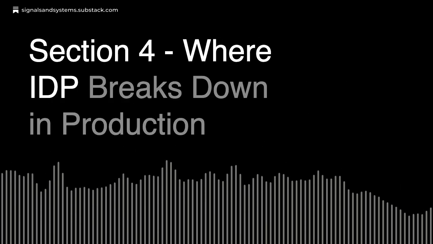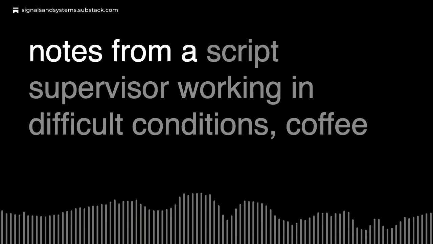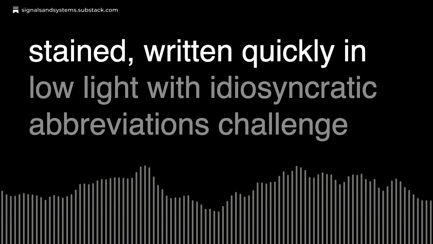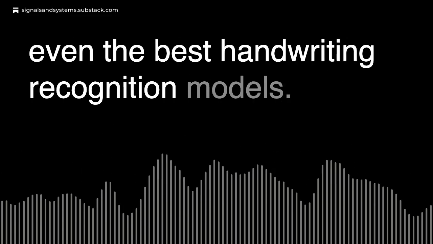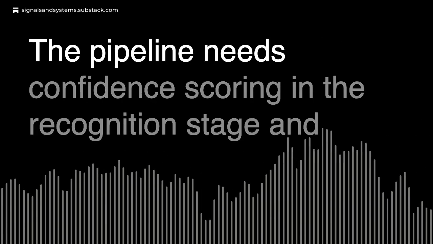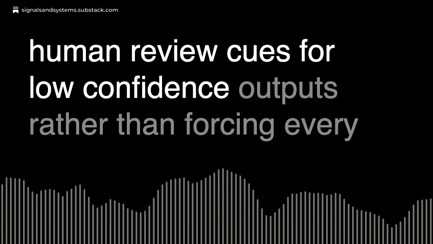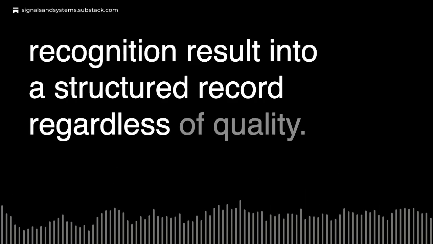Section 4. Where IDP breaks down in production. Recognition quality degrades on poor source material. Handwritten notes from a script supervisor working in difficult conditions, coffee-stained, written quickly in low light, with idiosyncratic abbreviations, challenge even the best handwriting recognition models. The pipeline needs confidence scoring in the recognition stage and human review cues for low-confidence outputs, rather than forcing every recognition result into a structured record regardless of quality.